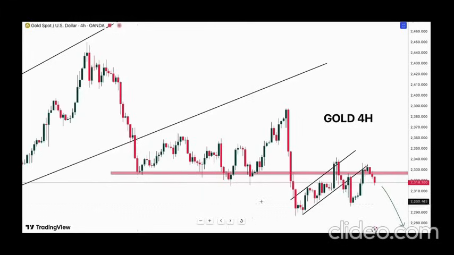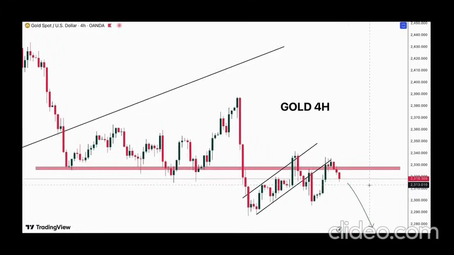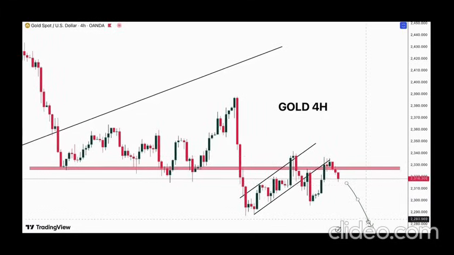Last time we analyzed gold together, right? So this was the analysis that we did for gold, and look at how the market played out, guys. We expected the market to drop, and this is a drop. It was a perfect entry over here, guys. It was at night when the market touched, or retested below, this counter trend line.